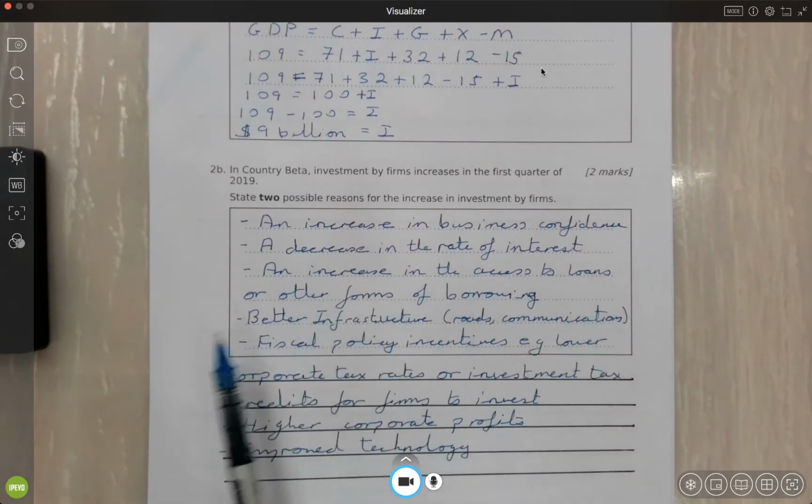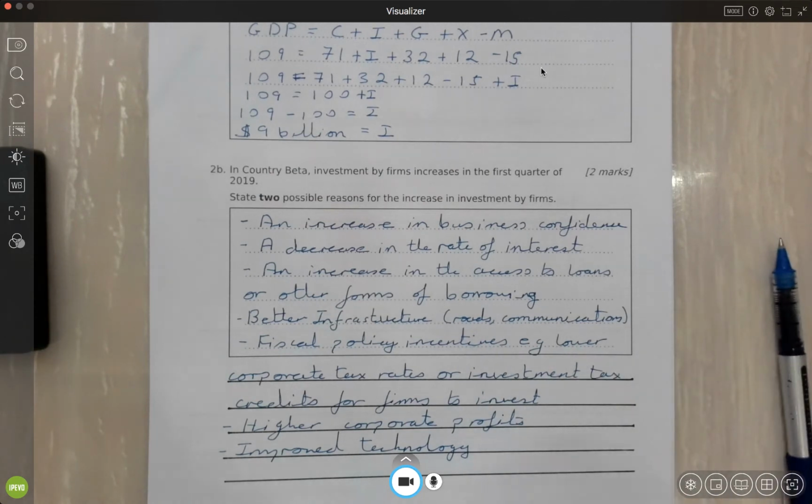An increase in access to loans or other forms of borrowing. Now, yeah, interest rates are the cost of borrowing. Okay, they're simultaneously the reward to savings, but they're the cost of borrowing from what we're talking about right now. But even if the costs stay the same and certain firms can't get access to loans in order to fund investment, which is the production or purchase of capital goods, well then, if this becomes easier for them to get access to these loans, well then investment will increase.